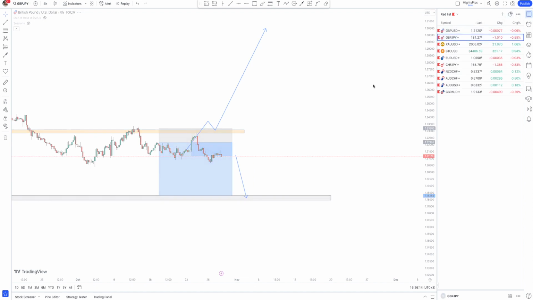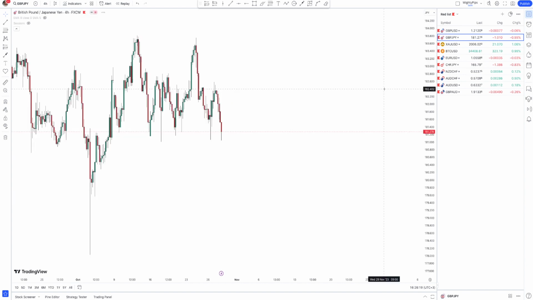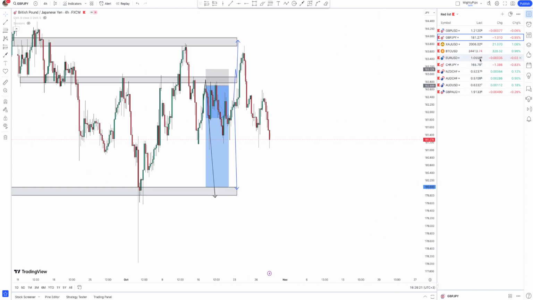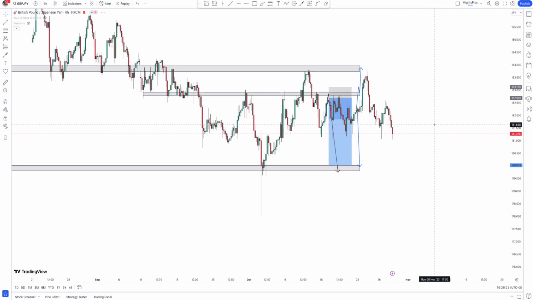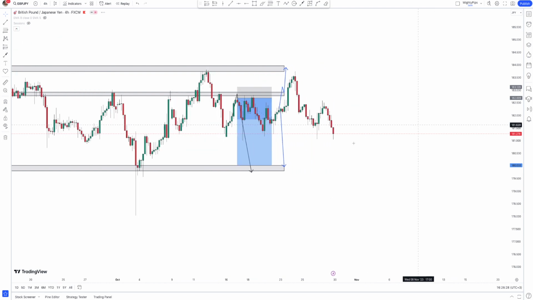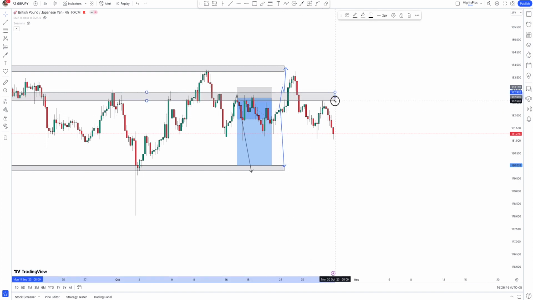Let's look at GBP JPY. For GBP JPY, we were stopped out of this trade. This is the scenario: I had told you that GBP JPY would come to this level and then sell from this level. It indeed did come to this level and continue to sell, but there was momentum created in the market, pushing price above this level here.